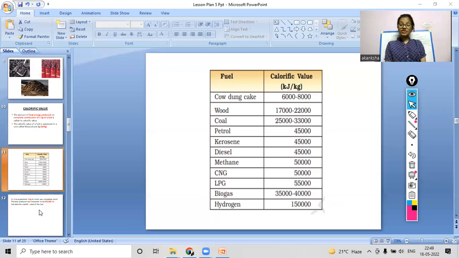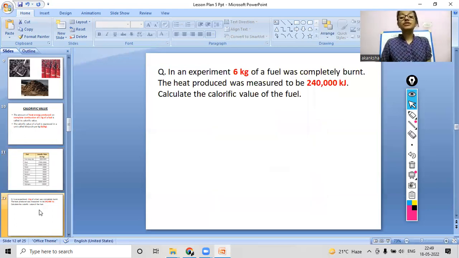Now comes a question that I will not answer; you have to find it on your own. First we will read it. This is a numerical based on the calorific value we just discussed. In an experiment, 6 kg of a fuel was completely burned. The heat produced was measured to be 2 lakh 40,000 kilojoules. Now you have to calculate the calorific value of the fuel. For this, you have to answer it on your own.